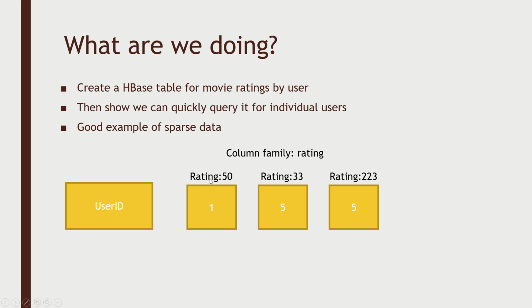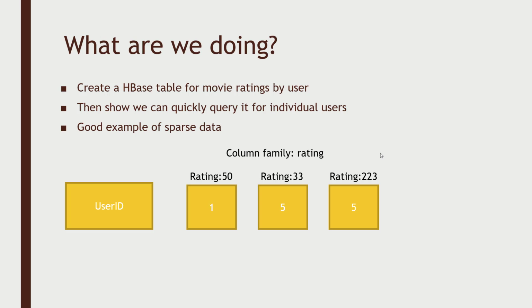So rating:50, the column family name is rating, and :50 is the actual column name. Together this consists of a unique column identifier. It says that this user ID's rating for movie ID 50 was 1 star. This user's rating for movie ID 33 was 5 stars. This user's rating for movie ID 223 was 5 stars, and so on and so forth. So that's what we're going to build up in this example.